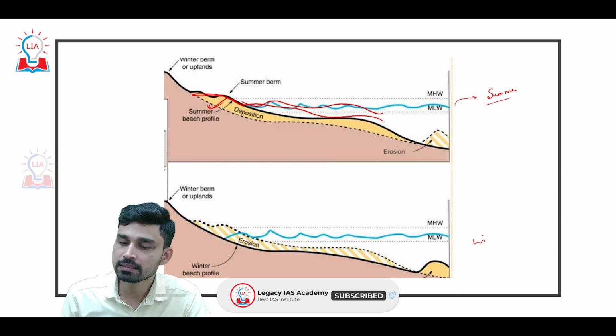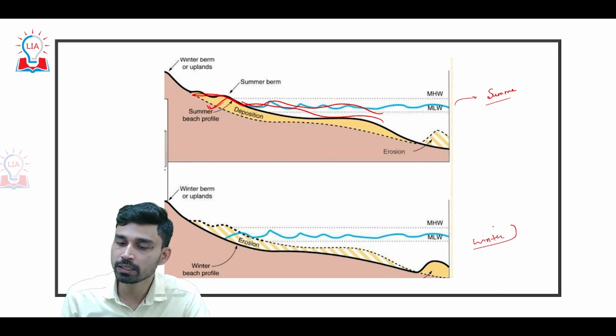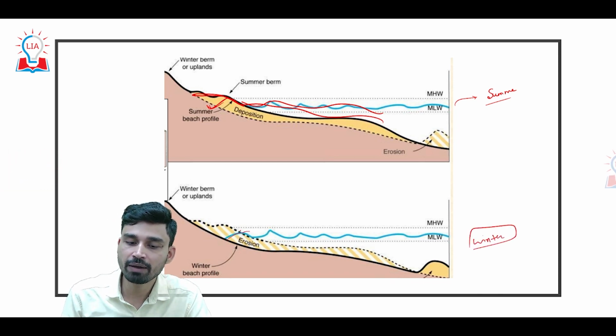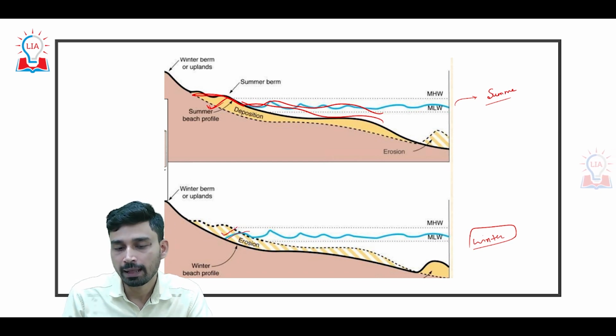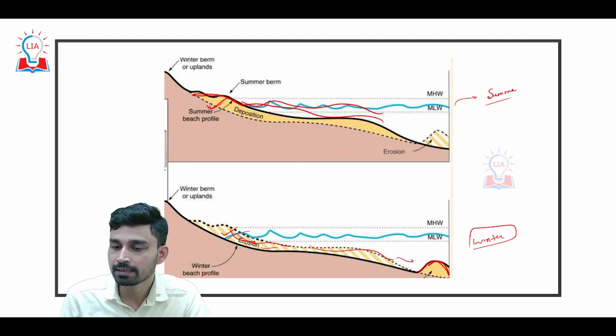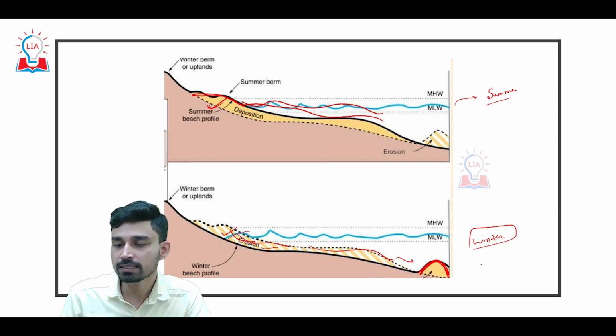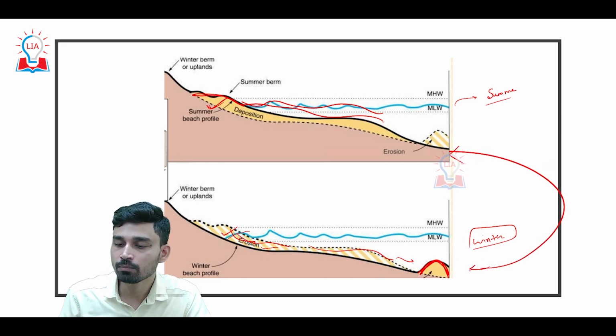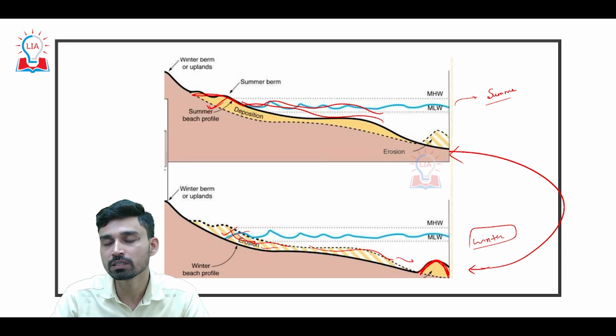On the other hand, this is the picture that is representing your winter season. During this time, the sea waves have more erosive action, and they are eroding the sand, they are eroding these sediments, and then they are carrying them toward the sea, and then as you can see, these are accumulating here. So this kind of cyclical change you will see between summer and winter.